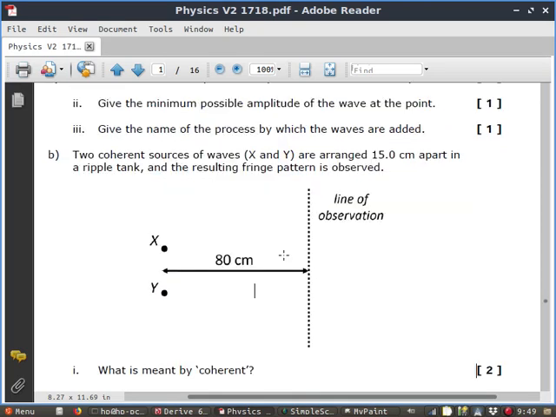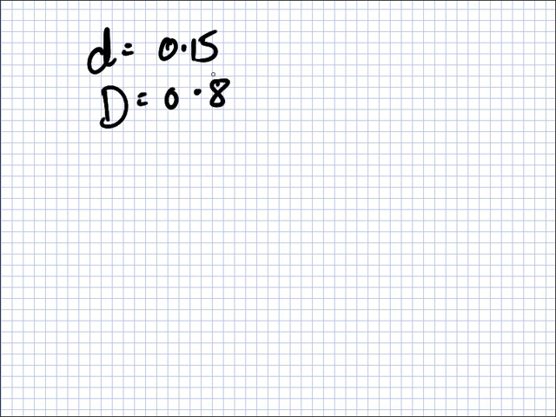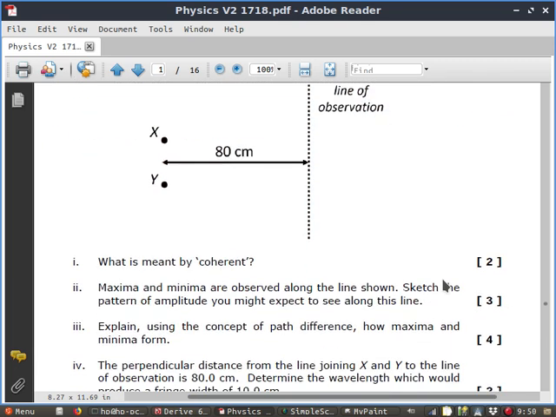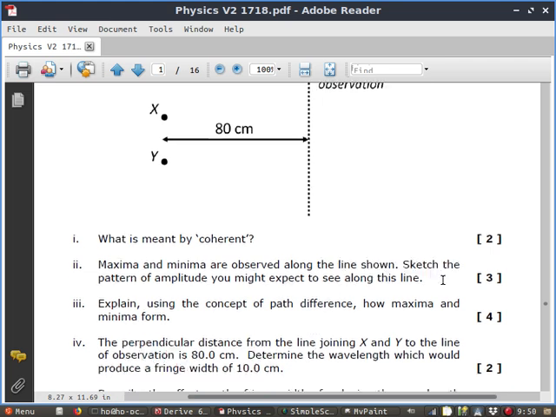What is this one here? This is our double slit. They're arranged 15 centimeters apart. So D is 15, and D is 80. I think we can use centimeters. What does the word coherent mean? Have a constant phase difference. Yes, and the same lambda. Yeah, that's it.